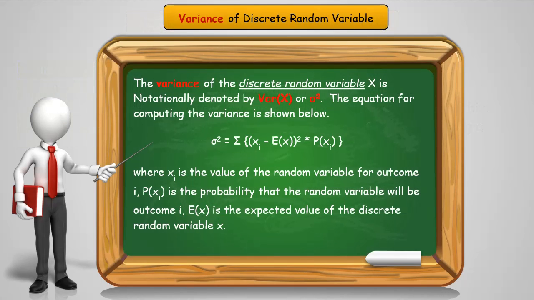Now the variance for the discrete random variable x is notationally variance of x, VAR with x in parentheses. The equation for computing it is a little more complex. It's the value of x minus the expected value of x, squared, times the probability of x.